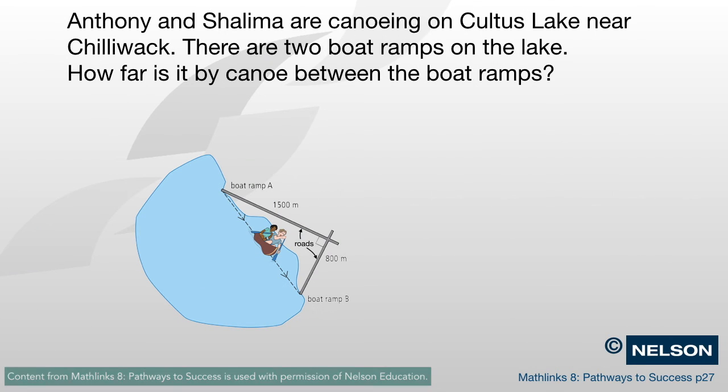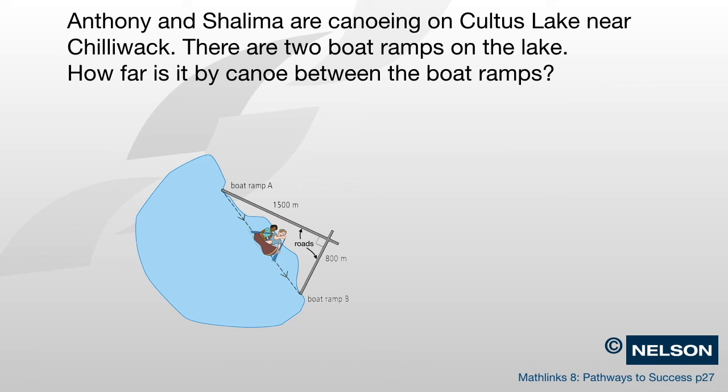Let's explore another question. Anthony and Shalima are canoeing on Cultus Lake near Chilliwack. There are 2 boat ramps on the lake. How far is it by canoe between the boat ramps? This real-world problem from the textbook illustrates a key understanding. The Pythagorean theorem can be used to determine distances that cannot be measured directly.